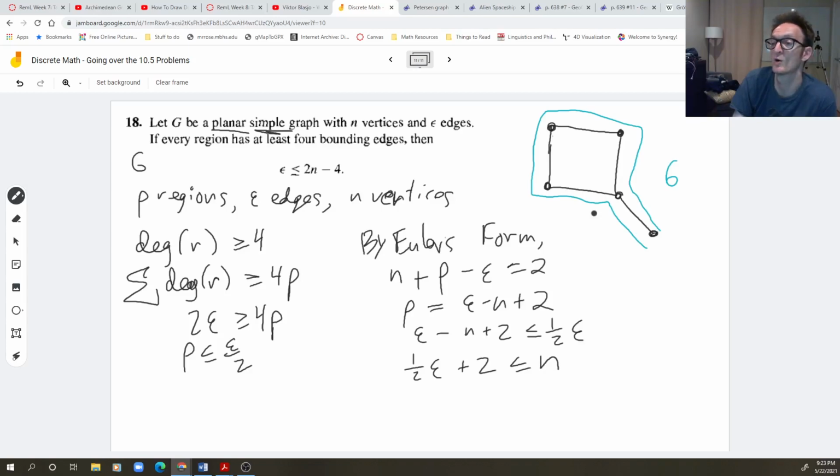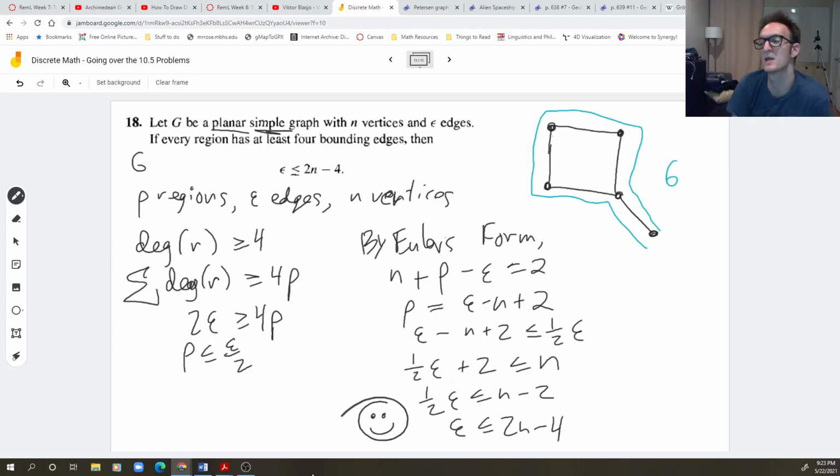What am I trying to show? So anyway, 1/2 epsilon is less than or equal to n minus 2. And finally, multiplying by 2 gives me that epsilon is less than or equal to 2n minus 4. Okay, so I did this problem. This is how it was intended to be done.